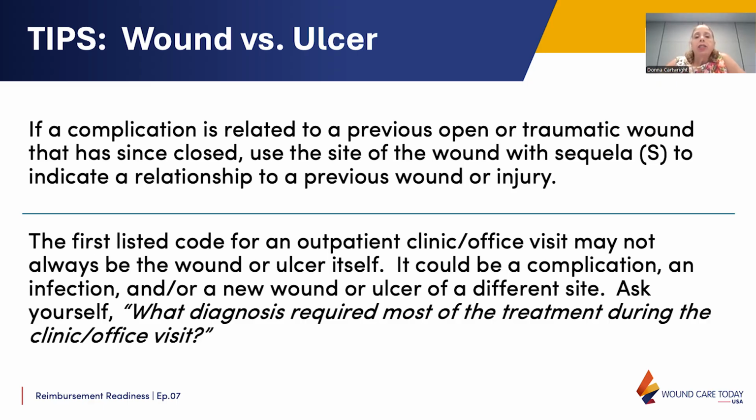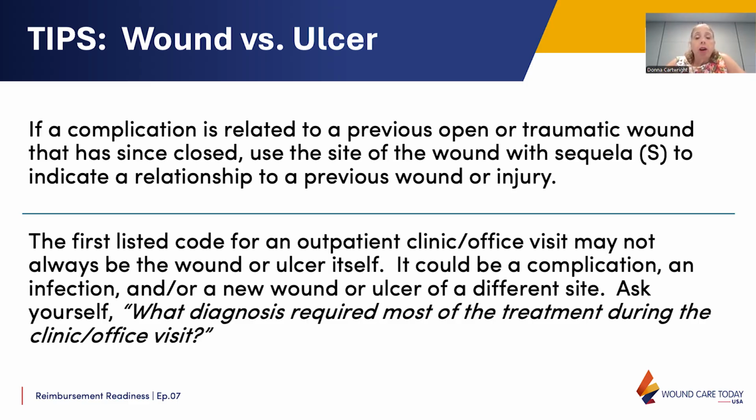If a complication is related to a previous open or traumatic wound that has since closed, use the site of the wound with sequelae to indicate the relationship to a previous wound or injury. So this would be if an acute wound opened. For burns, it could be a scar. That would be a sequelae of an original burn wound.